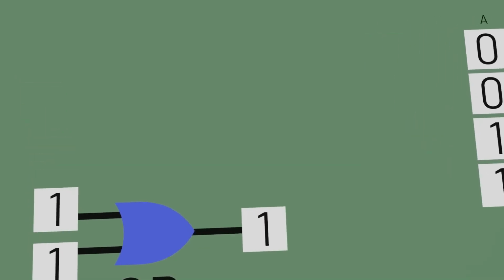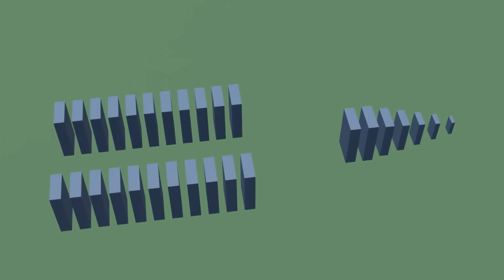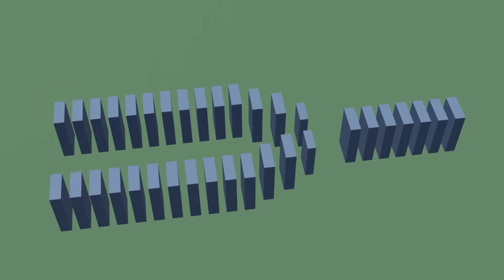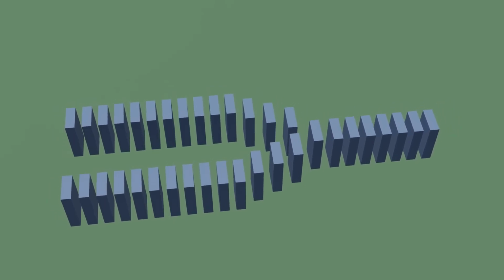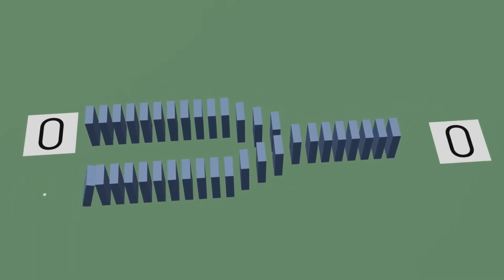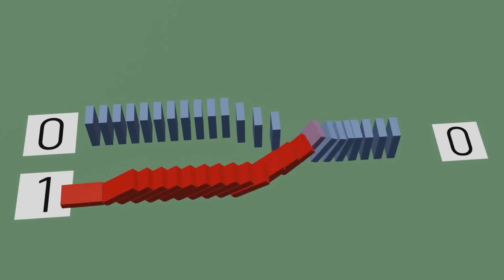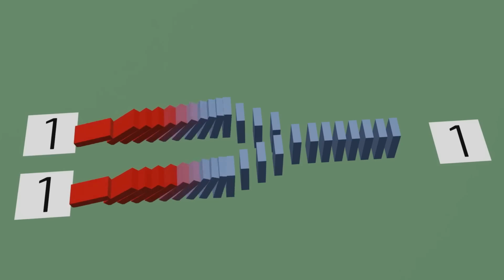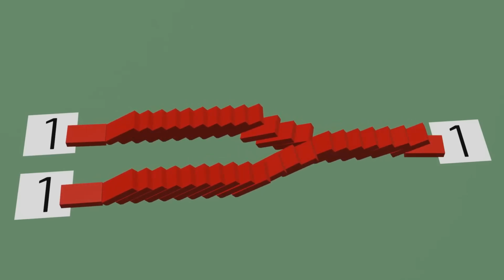In domino terms, this means we have 2 domino inputs, and we want the output to fall if either input is pushed. This is straightforward enough to create if we connect both inputs to the same output. If no input is pushed, the output is 0, and if either one of the inputs is pushed, the output is 1. And if both inputs are pushed, the output is still a 1.